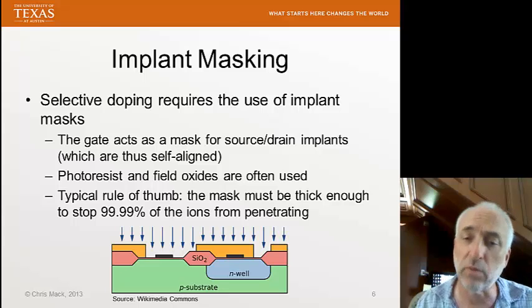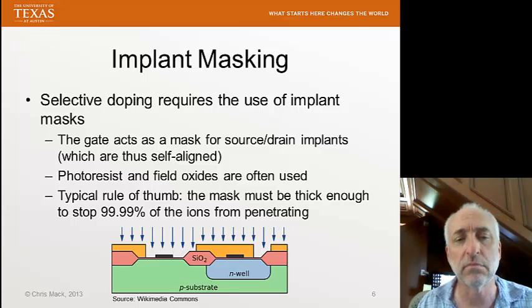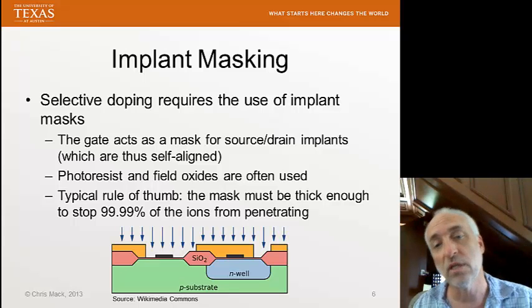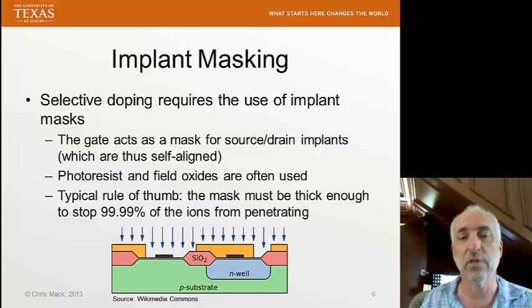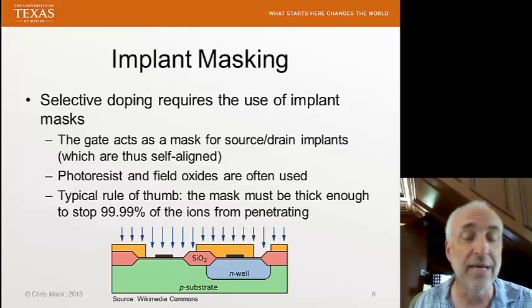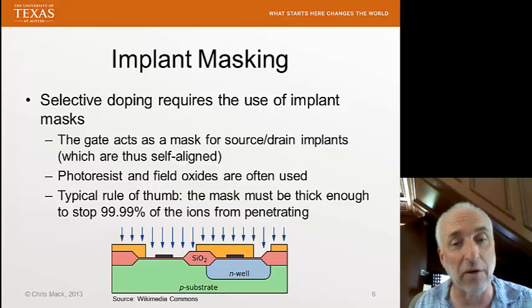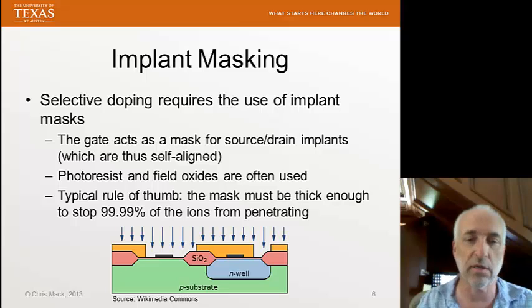Typically, we modify that rule of thumb according to the designs and the specs of our devices. But this is a pretty typical result. That dictates the thickness of the mask, but also the thickness depends on the mask materials. Higher Z masking materials tend to have better stopping power. They don't need to be as thick. Other materials, photoresist needs to be a little bit thicker.